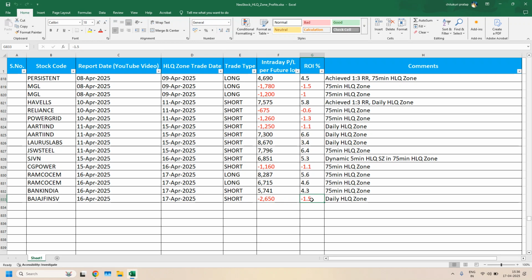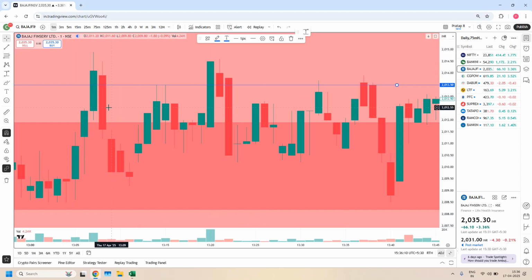Negative ROA, minus 1.5% ROA. This is the loss equivalent. So up to maximum 2% we will accept. So definitely this is below 2%, 1.5. But earlier you already got 2 profits. This is the one stopped out. Okay, at what time? Remember the time interval. You got stopped out at the 13:07 candle. 13 minutes 7.